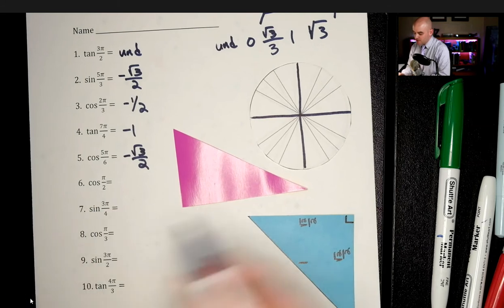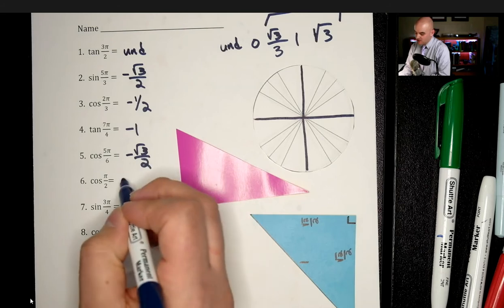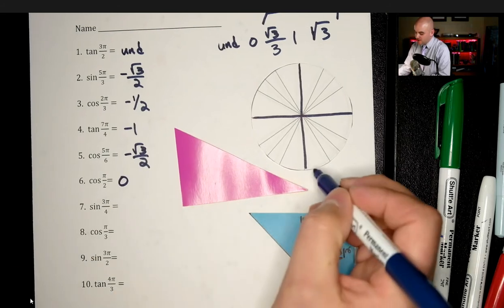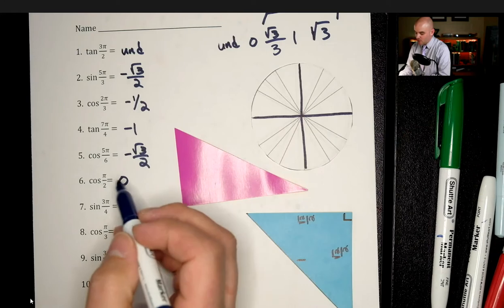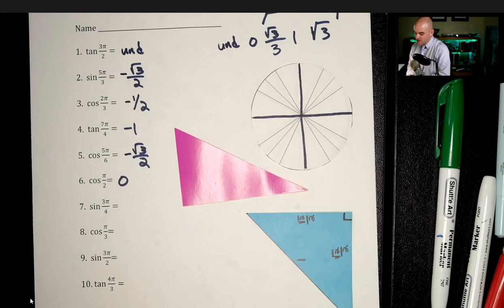The cosine of pi over 2, that's at the bottom, and the cosine of pi over 2 is going to be 0. It's your x value there. Sorry, not at the bottom, it's at the top. I'm going through this too fast, but it's still 0. Pi over 2 is at the top, the x value there is 0.